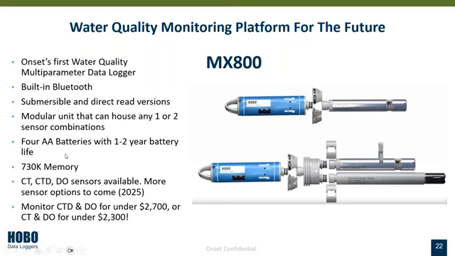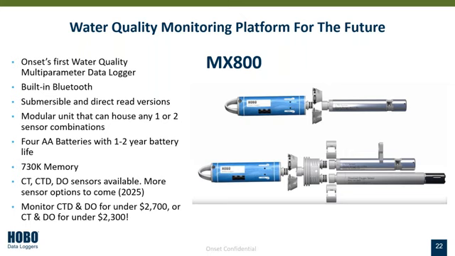The logger comes with 4 AA batteries. Those will last between around 1 to 2 years, and then they're just user replaceable. You just swap them out. It has great onboard memory, up to 730,000 measurements. Right now, the different options that we carry for sensors are conductivity and temperature, and depth, and then dissolved oxygen. And again, more sensors hopefully to come in 2025, as we continue to build on this platform.